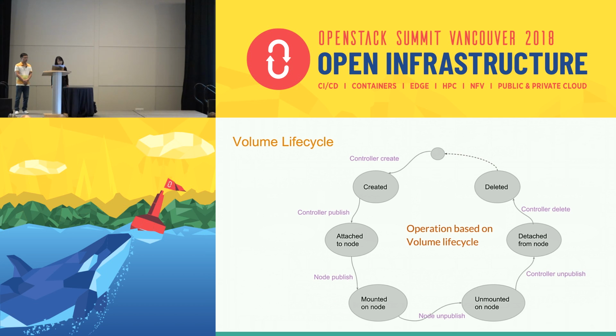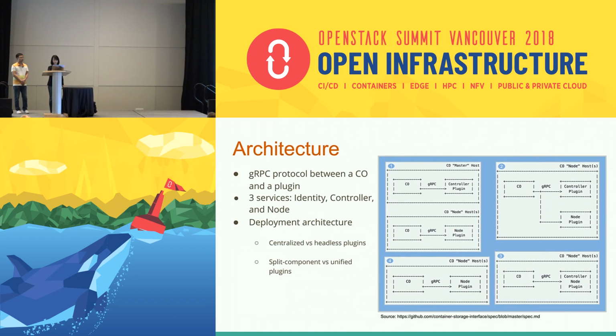In CSI, there are some different terminologies. There's a controller publish, that is actually the attach volume operation. And then there's a node publish, that is actually a mount operation. And similarly, there's a node unpublish for unmount, and there's a controller unpublish for detach. So CSI defines a gRPC protocol between a CO and a plugin. There are 3 services: the identity, controller, and node services, which we will go through in detail later on.